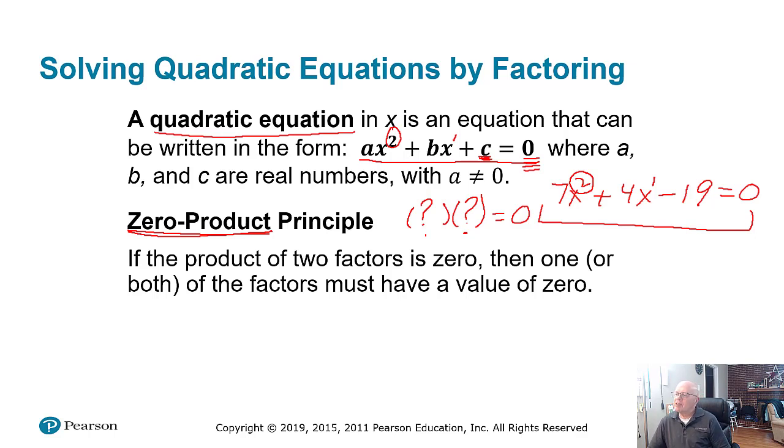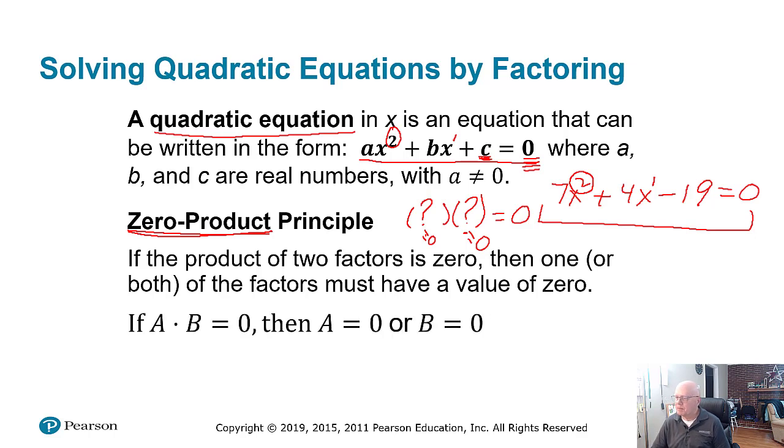And if one of those is 0, we can set this equal to 0, this equal to 0. One of those at least will have to be a solution to that quadratic equation. Here's another way of putting it. We're multiplying A times B. A and B are numbers. You get 0, and one of them has to be 0. We don't know which one.